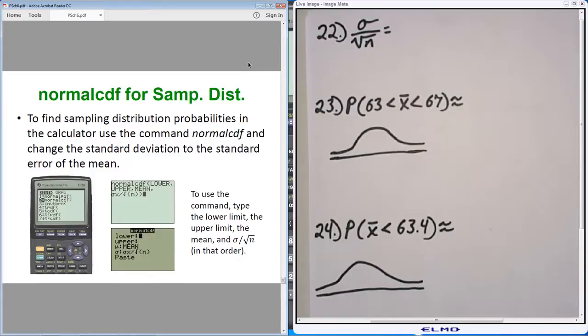So we'll start with the lower limit, then the upper limit, then the mean, and lastly the standard error of the mean. And there's no need to calculate and round it before you put it in the calculator. You can type it in its entirety, and the calculator will do the calculations for you with avoidance of round-off error.